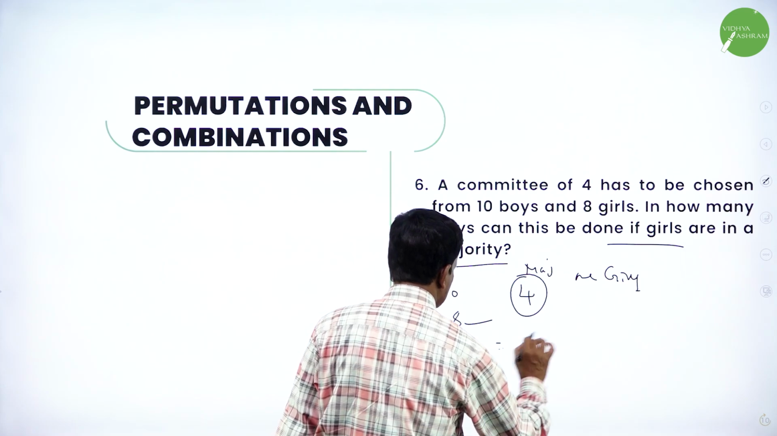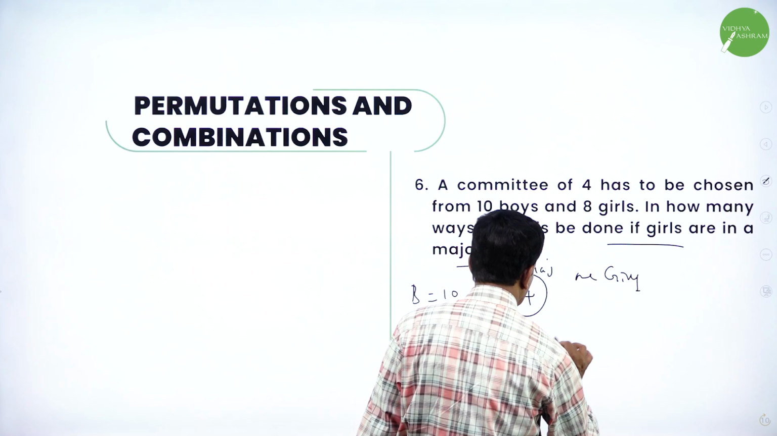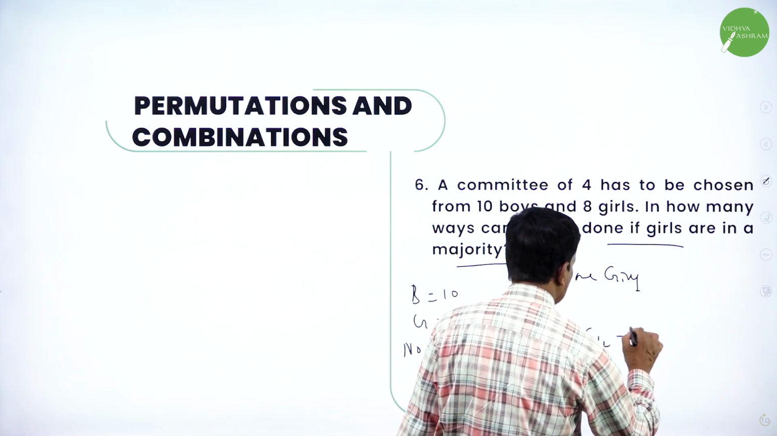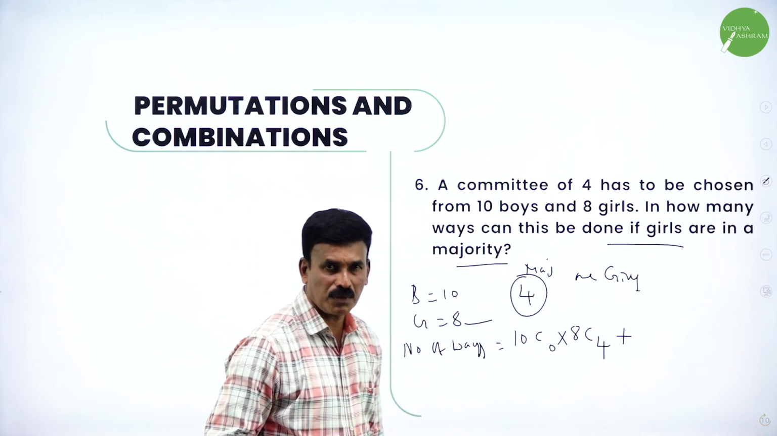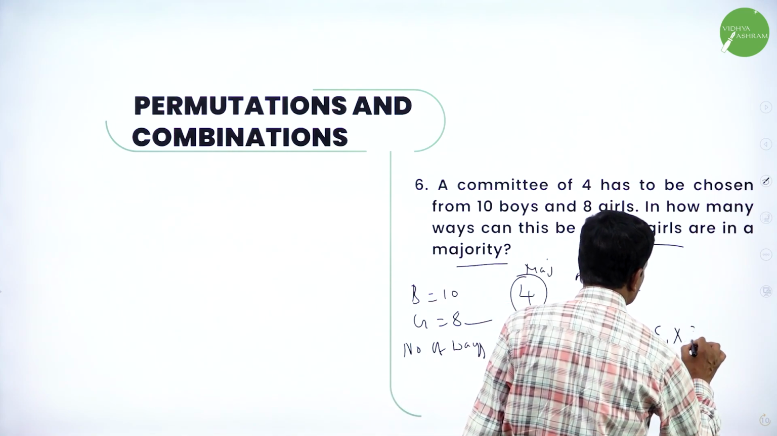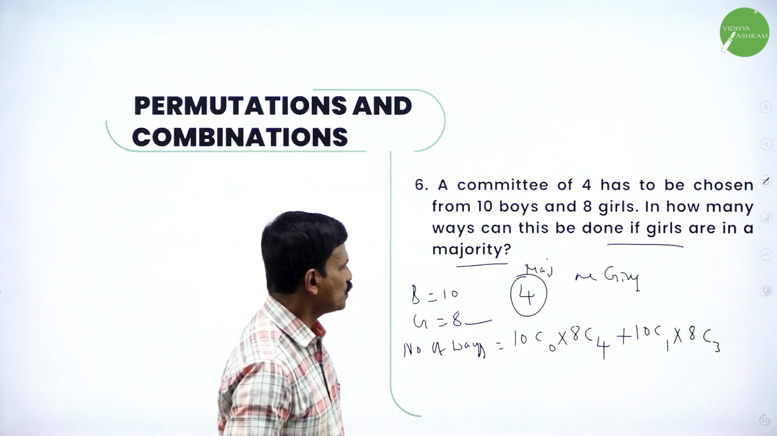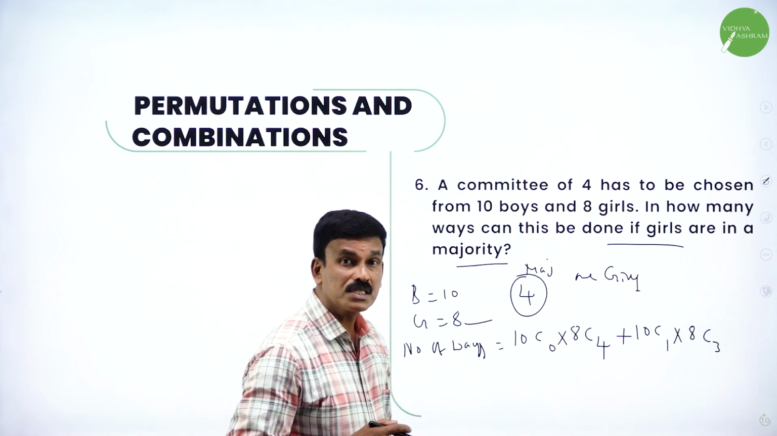The number of ways we can select, from 10 boys and 8 girls: first case 10C0 into 8C4, plus the next case 10C1 into 8C3. That's it. Simplify this. What is this equal to?